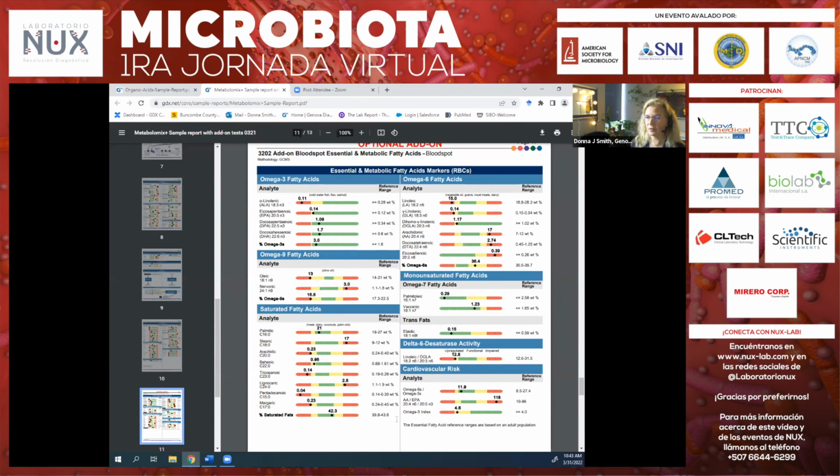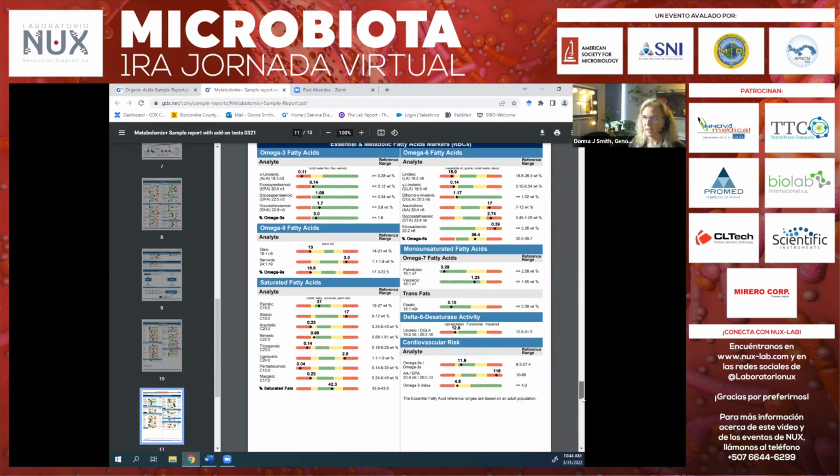And then here we also have a section where we look at the cardiovascular risk markers. The one that we consider the most significant here is this omega-3 index. Anything less than 4 is considered a high cardiovascular risk. Between 4 and 8, it's a moderate risk, and greater than 8 is a low risk.